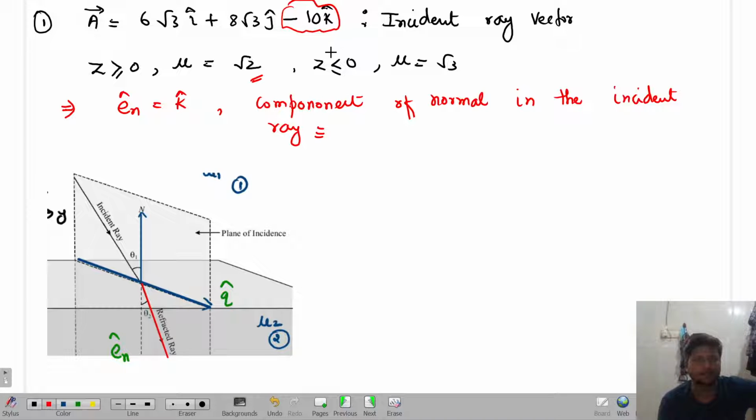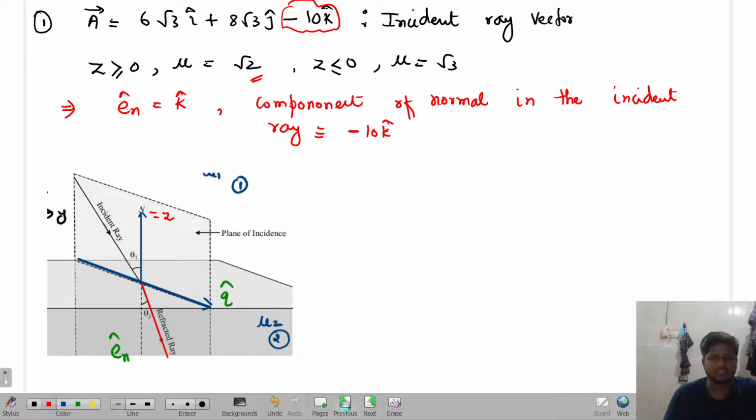So now look over here. What is the component of one vector along another vector? I asked you what is the component of normal in this incident ray. So it is that term which is along the z axis, since the z axis is represented by our normal. Therefore the component of normal in the incident ray is minus 10 k cap.